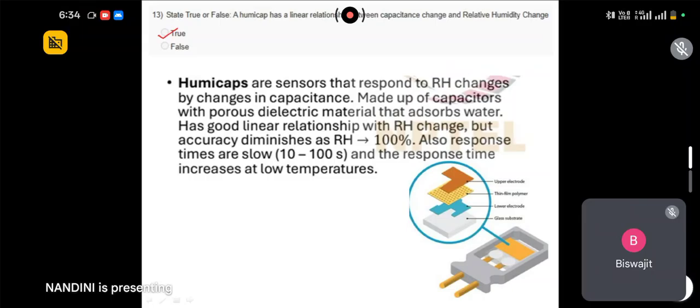Based on the humidity change of the atmosphere, it absorbs and releases water vapor. So if humidity is less, it will release water vapor, and if it is more, it will absorb water vapor. So that's how the electric properties change. Both will happen. It absorbs or releases based on the atmospheric humidity. So that's how it measures.